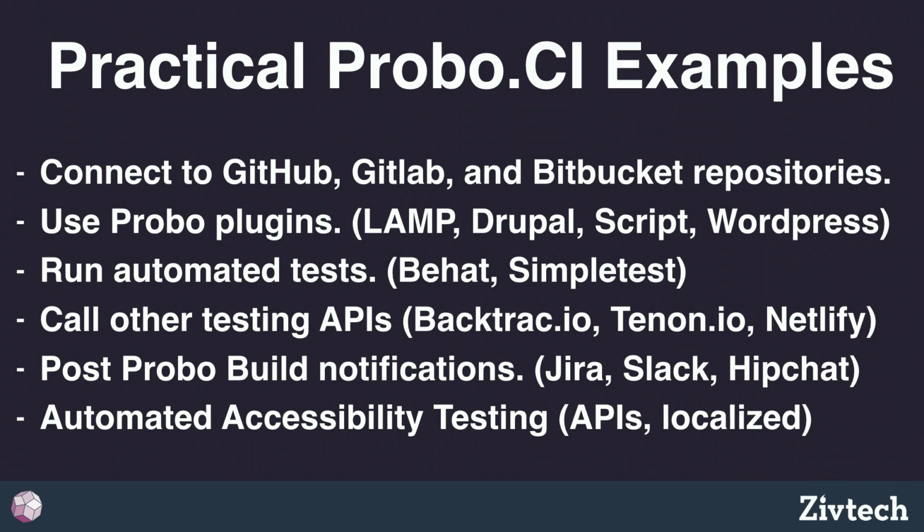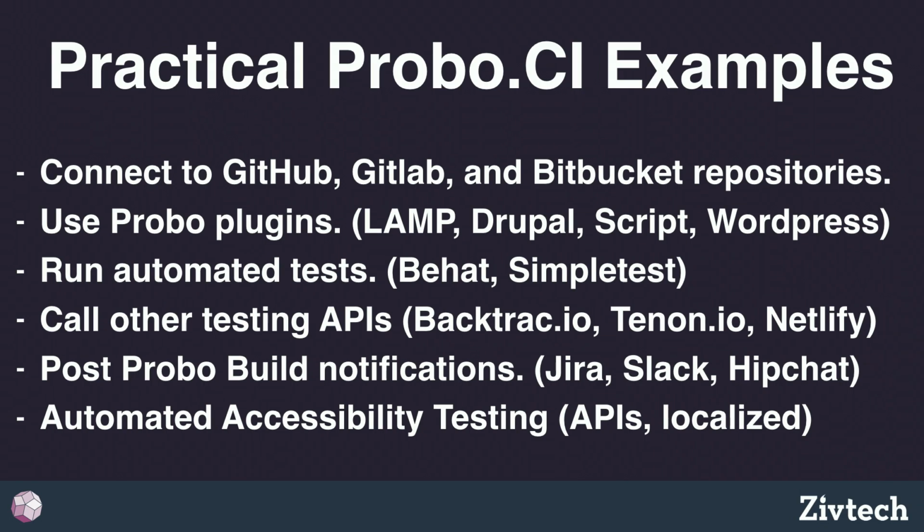We'll use some of the Probo plugins. We'll run some automated tests. We'll call out to some other APIs for testing. So we have like the Backtrack.io as a visual regression test. Tenon.io is one that I'm going to show off a little bit more of because I think the people in this room would be a little bit more interested in that. And Netlify is one that you can actually test your deployment process, which is actually pretty nifty.